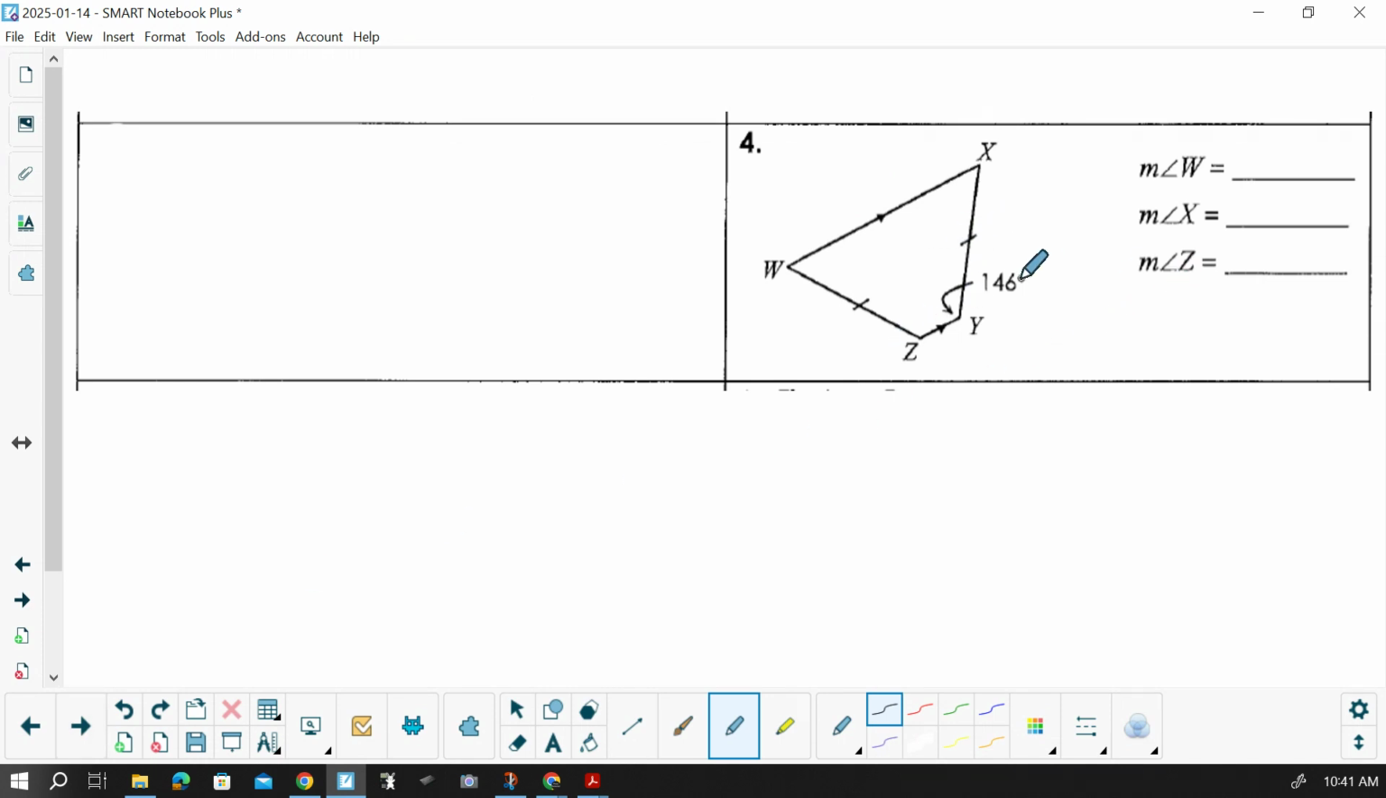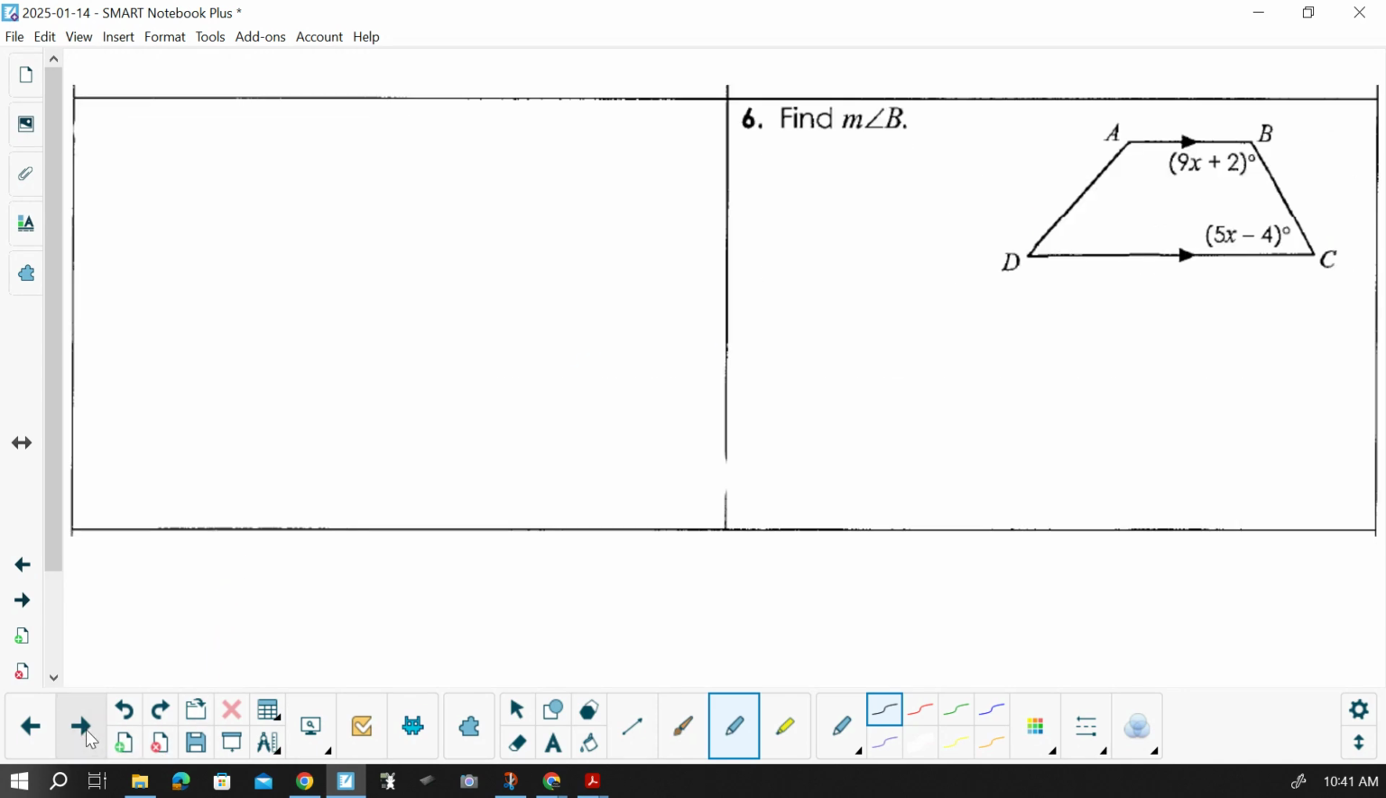Now this is isosceles trapezoid, so some things are the same. So if this is 146, the base angle that pairs with it is also 146. But I could find this one by doing what we just did in the very last question, right? Because we got parallel line between the two parallel lines. 180 minus 146 is 34, all right? So that means this is 34 degrees, and the base angles are equal, so this is 34 degrees. So W, 34, X, 34, and Z, 146. And that's question number 4.